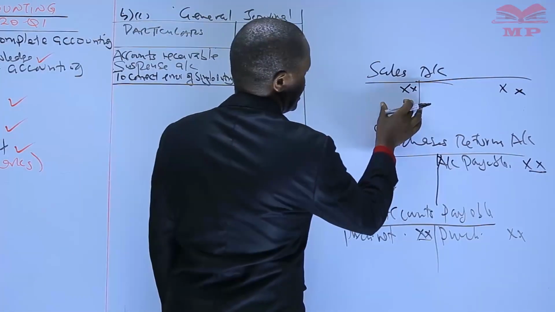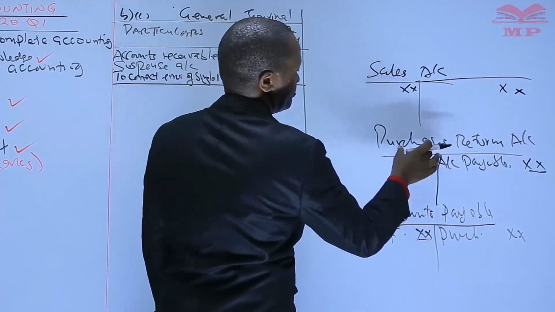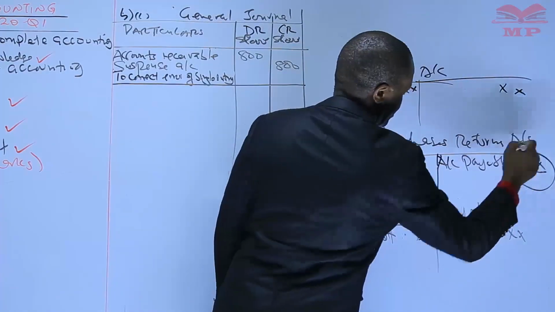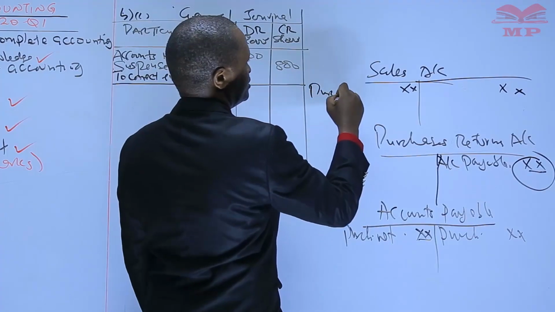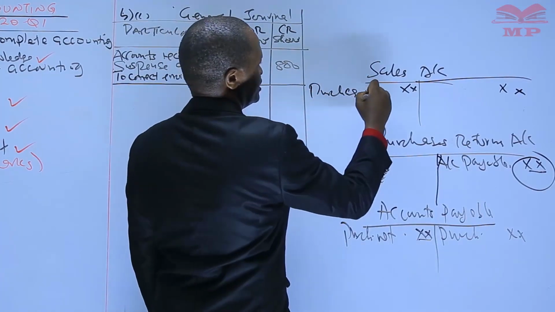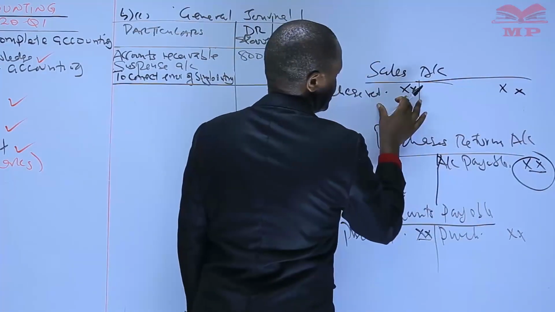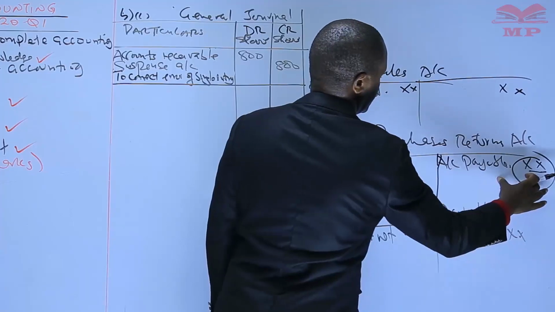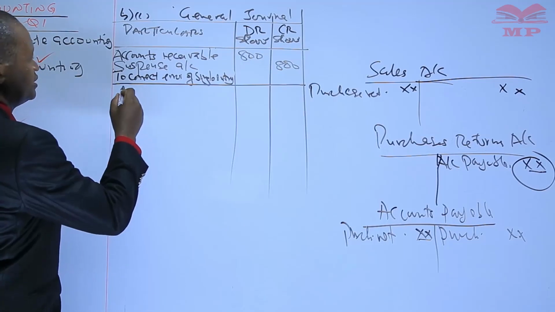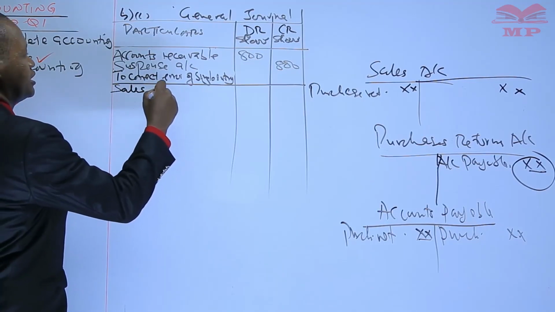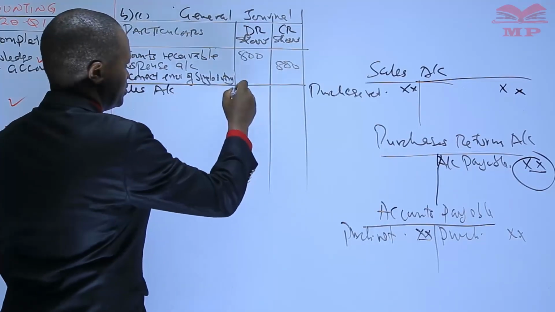When we debit this account, then the corresponding entry is to credit the purchases returns, because this is the correct entry. So the purchases returns will be credited. Debit this account, that is how you correct. Debit sales, credit purchases returns. So I come here, I write sales account is to be debited. The amount is 200,000.